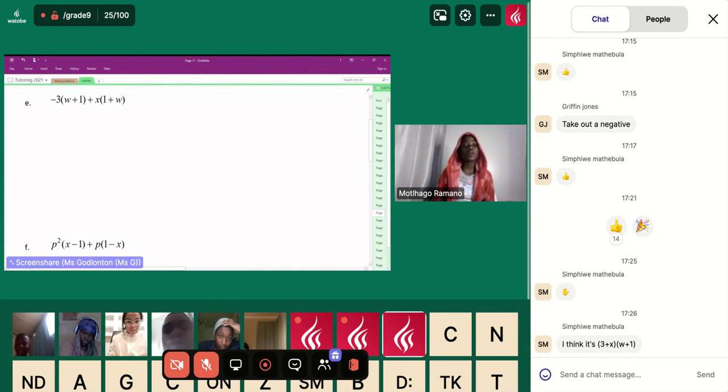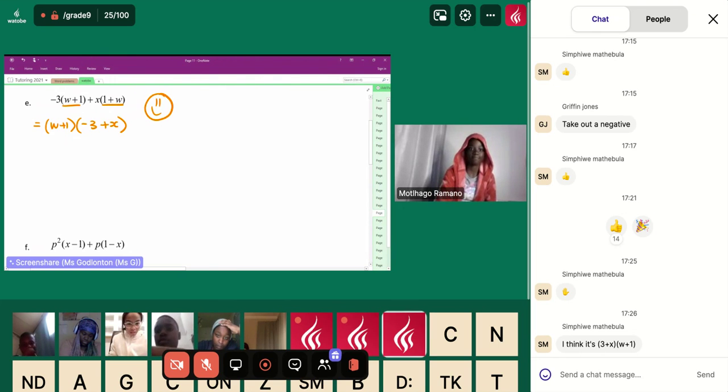W plus 1 is the same thing as 1 plus W. So we just cross them out in our head, and so it's W plus 1 and negative 3 plus X. Well done. And you didn't fall for my trap.